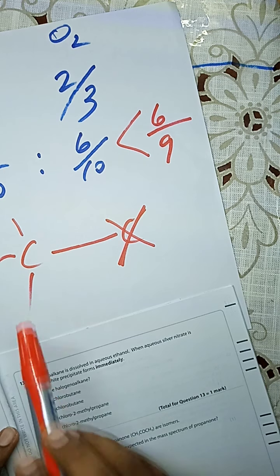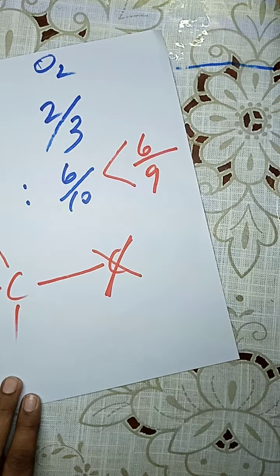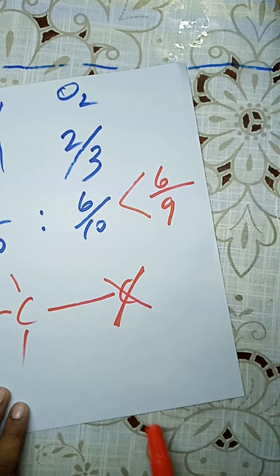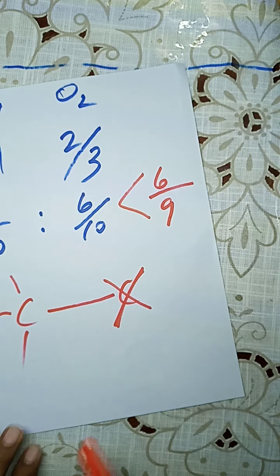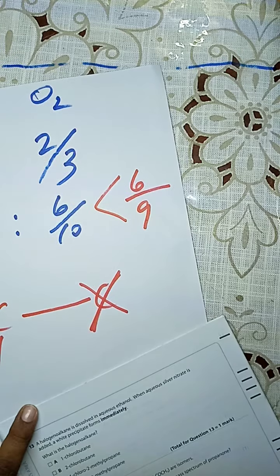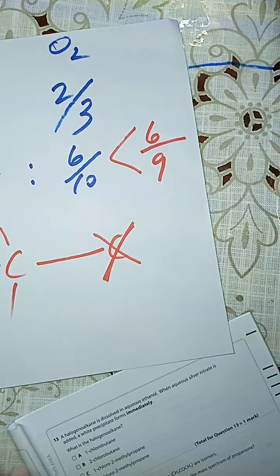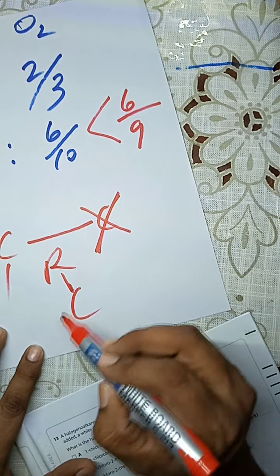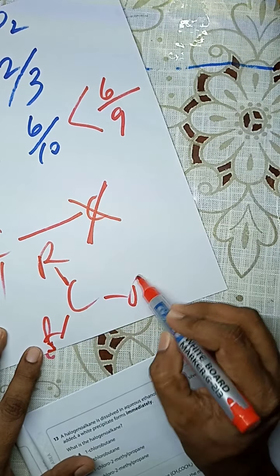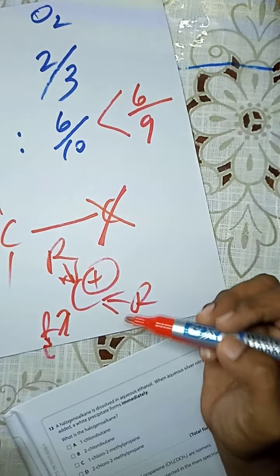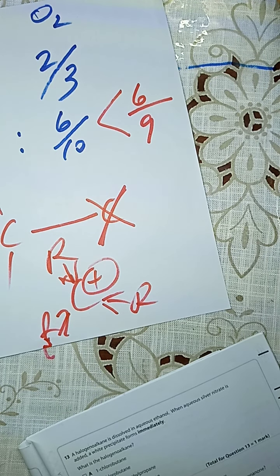So if it is a tertiary one, then due to the positive inductive effect and the hyperconjugation here, it will be stabilized. Then the tertiary carbocation: hyperconjugation and the positive inductive effect will stabilize the tertiary carbocation to the greatest extent.